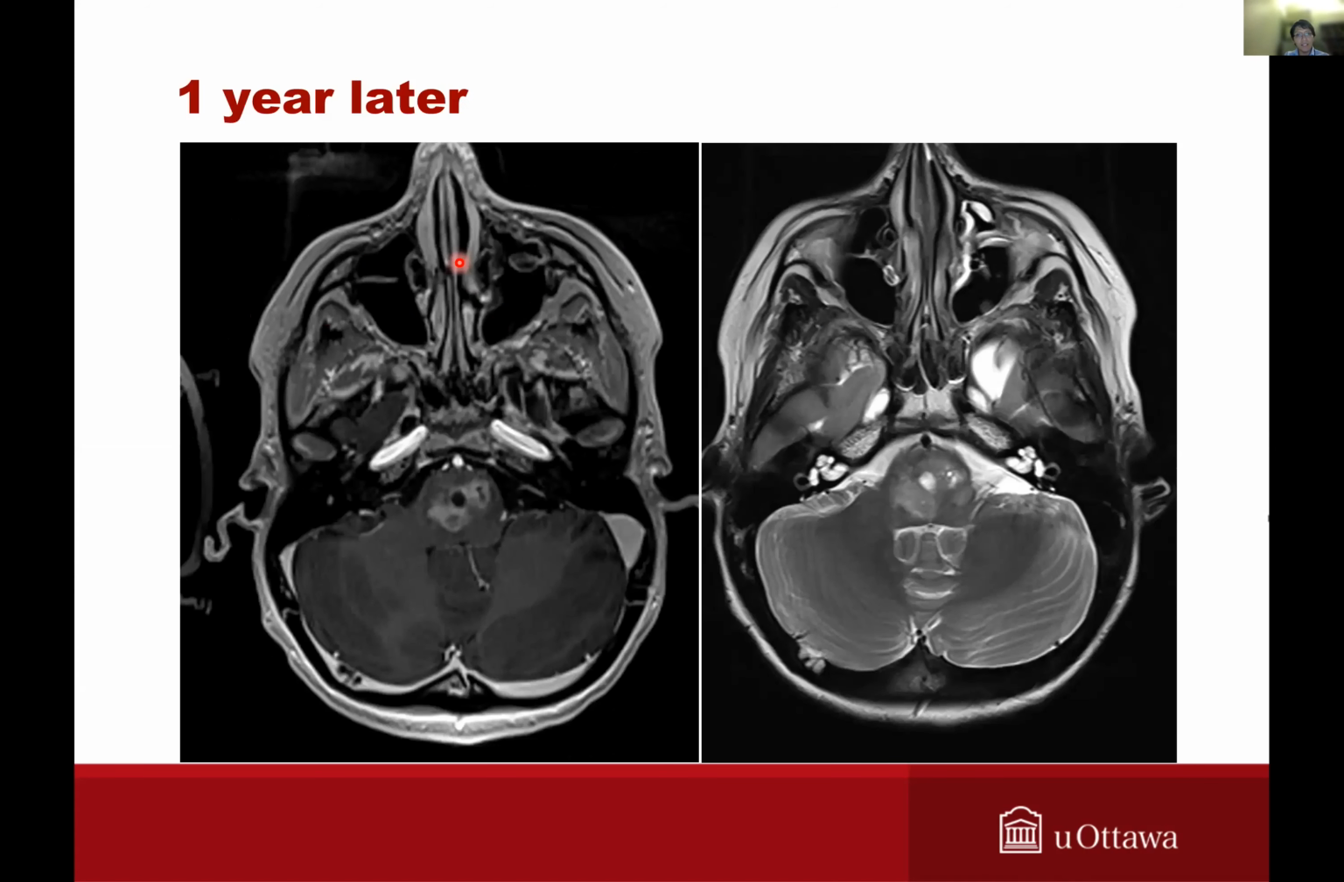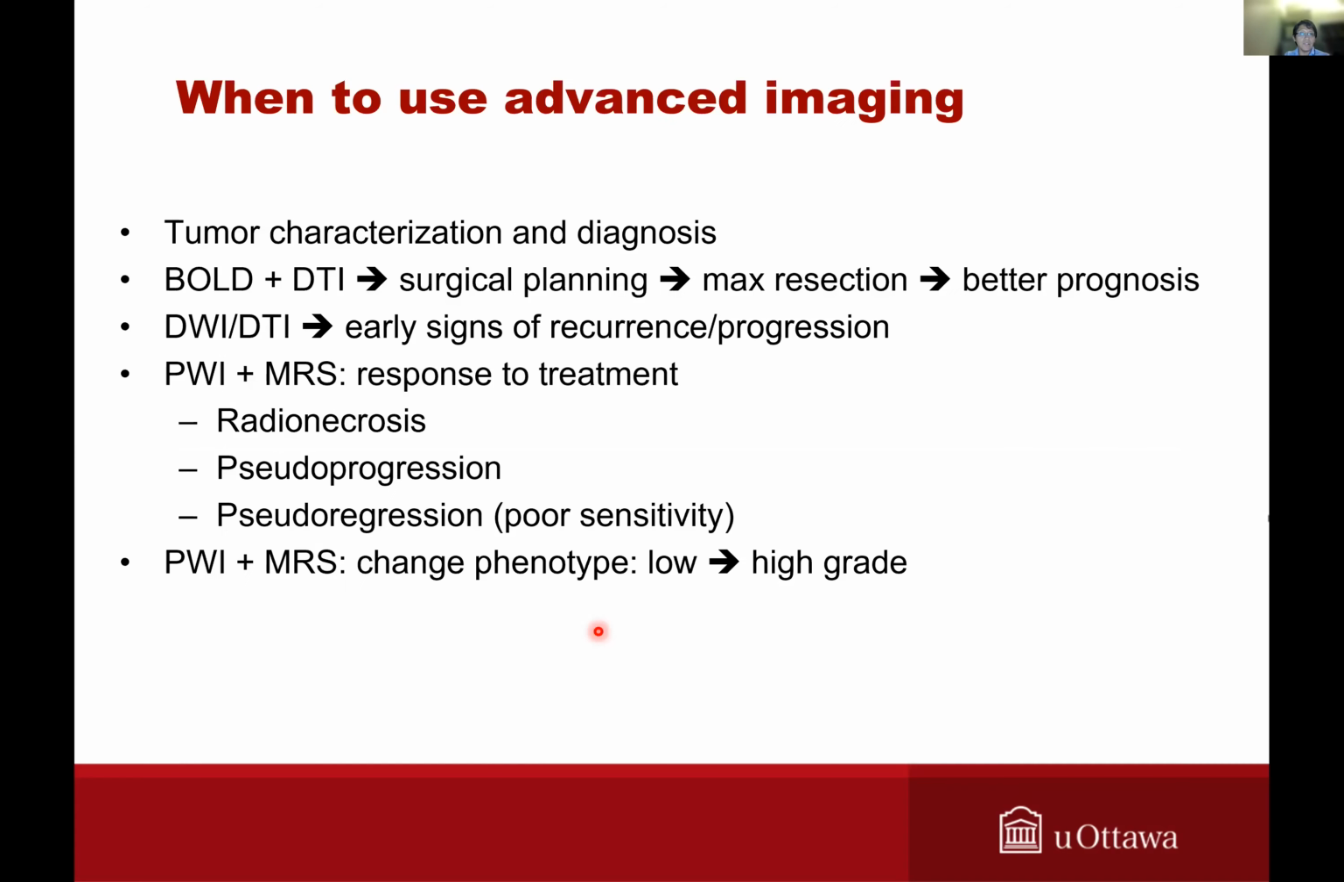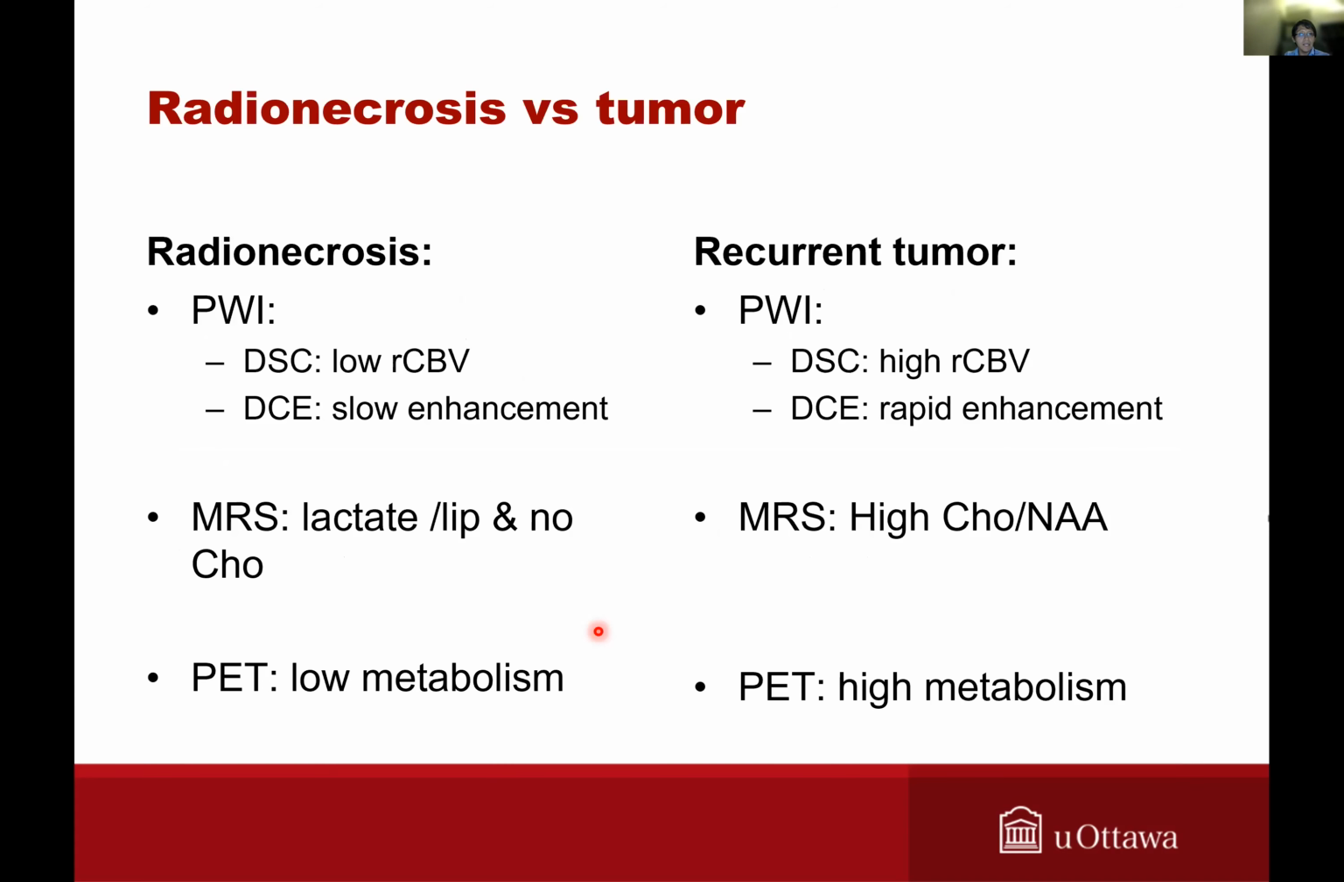And this is 1 year later, where all the areas of necrosis have decreased. And here you have more lactate, and you don't have choline or NAA, in keeping with radiation necrosis. Okay, we did speak about this already, and how we can differentiate radionecrosis from tumors.